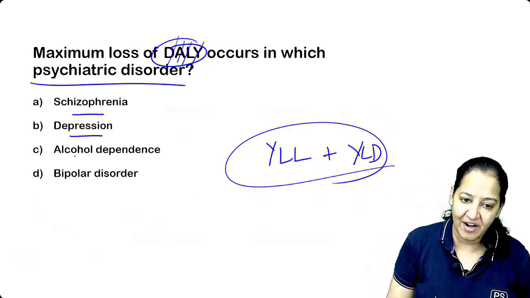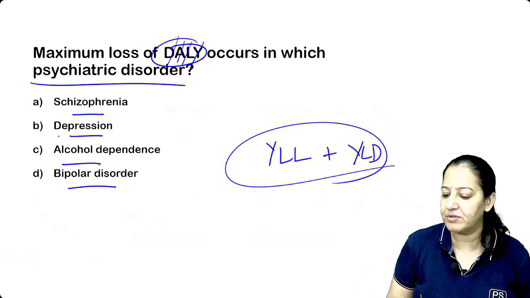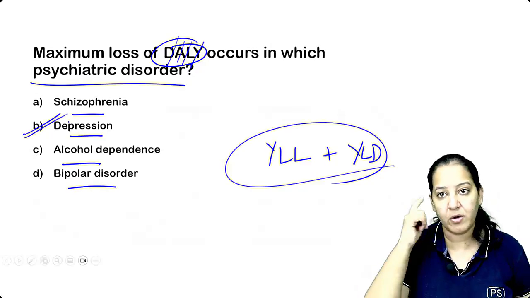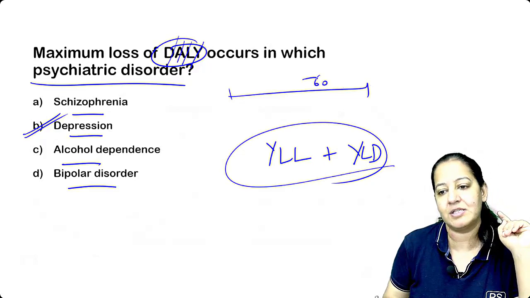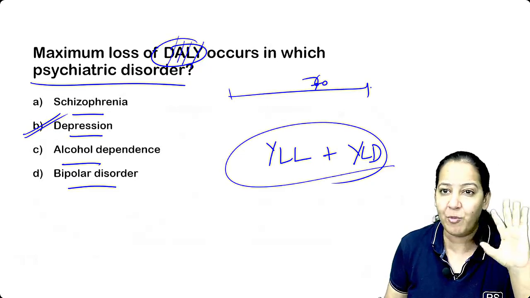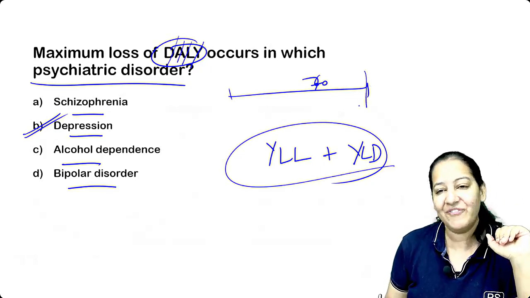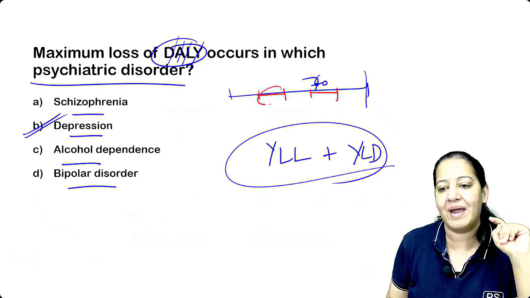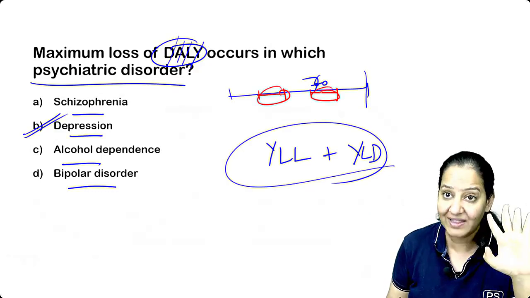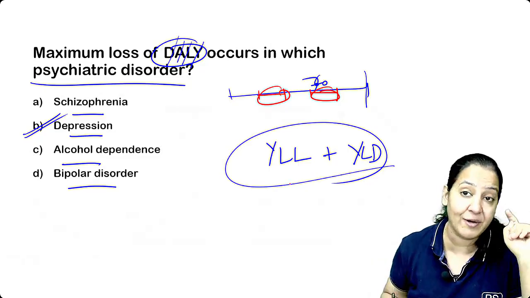So schizophrenia, depression, alcohol or bipolar disorder. So correct answer is depression. Most common cause is depression. If someone is depressed, so I'm living for 60 years, just suppose 70 years, okay? So I do not want to live more than that. If anyone is living 60, 70 years, out of which someone is depressed for many years, then in those years the person is not healthy. So that should be deduced to calculate the Sullivan index.